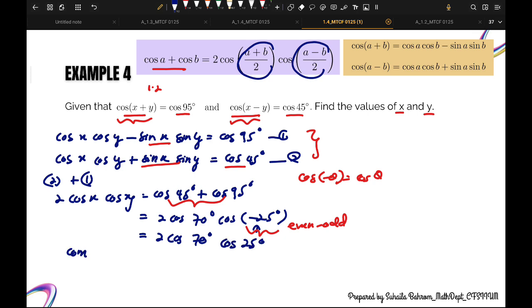So we can compare in order to get the angles x and y. If we compare, angle x is equivalent to 70 and angle y is equivalent to 25. So you should conclude your solution: x is equivalent to 70 degrees, y is equivalent to 25 degrees.